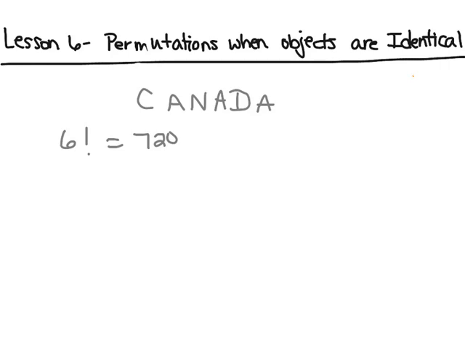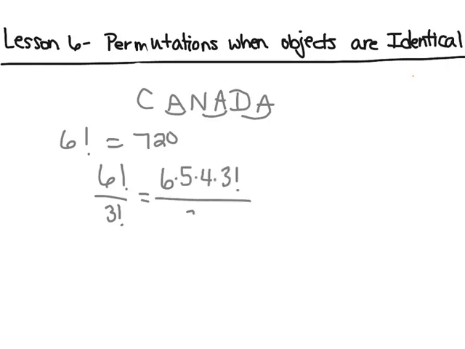Now if we were to take into account the repeated letters, we have the A's repeated 3 times. So we'd take 6 factorial and divide it by 3 factorial, which is the same as 6 times 5 times 4 times 3 factorial, divided by 3 factorial, and we know that these two will cancel. So we have 6 times 5 times 4, which is 120.